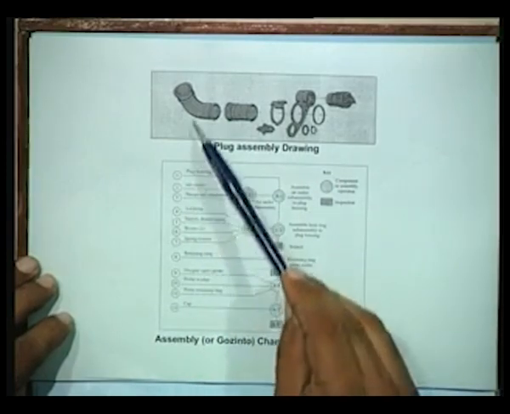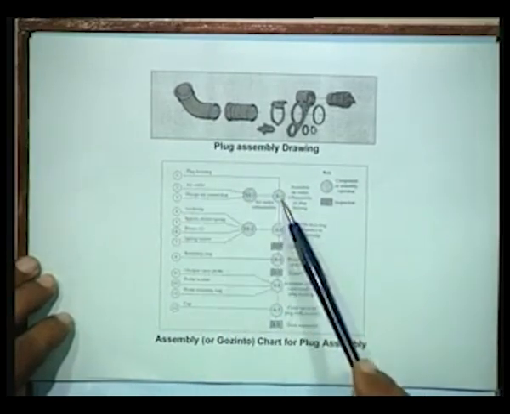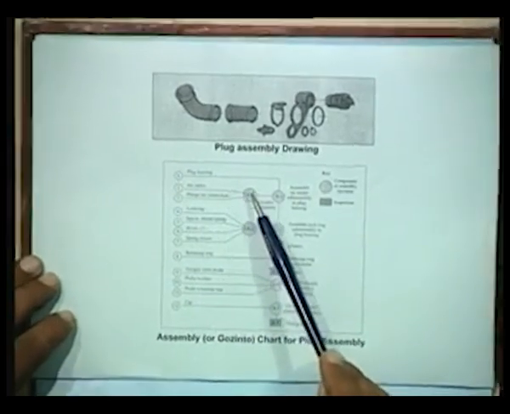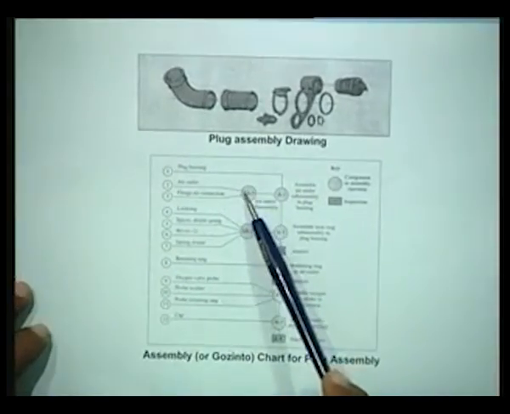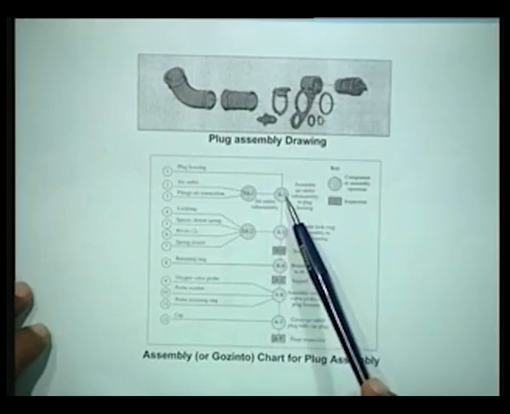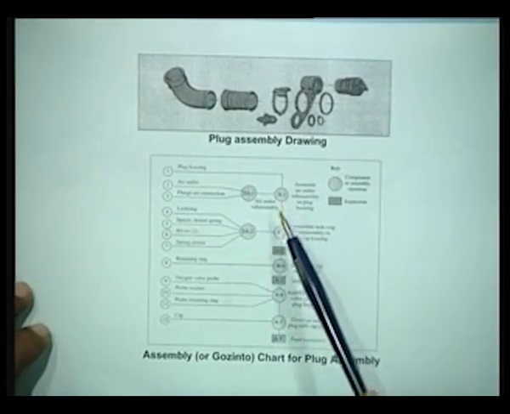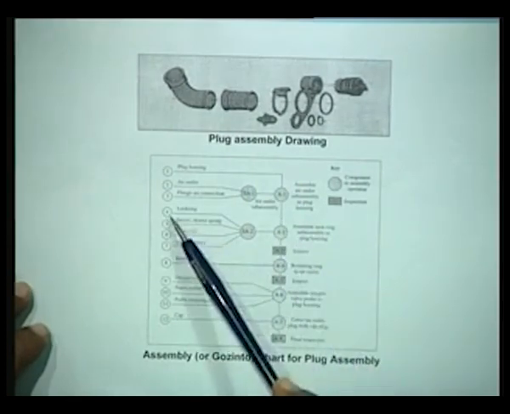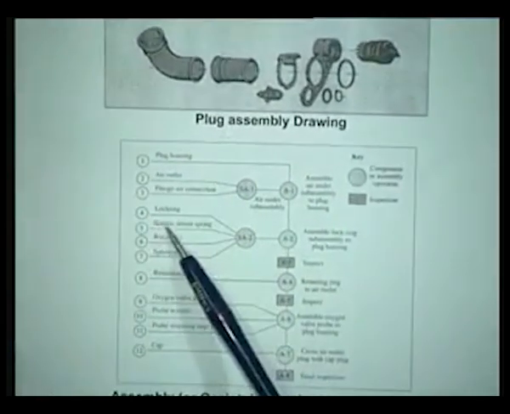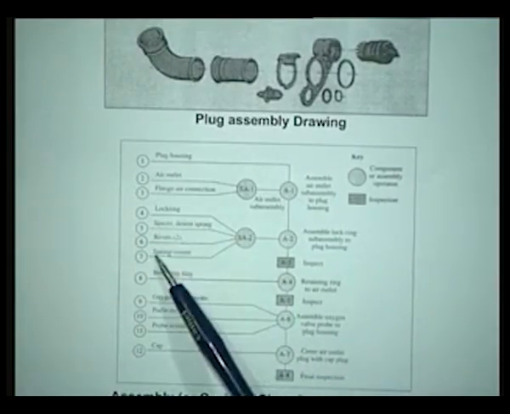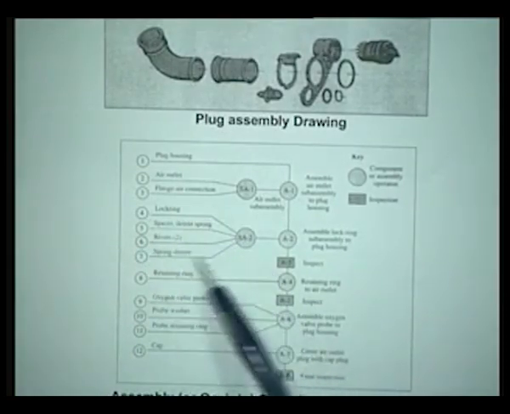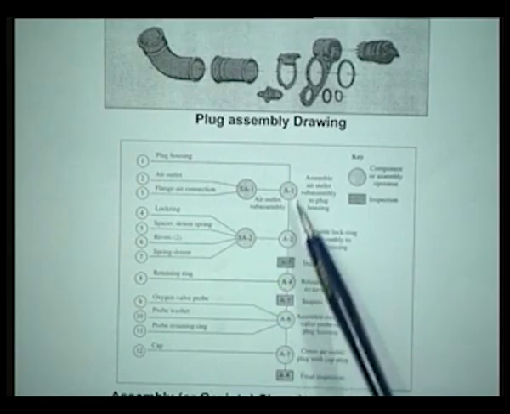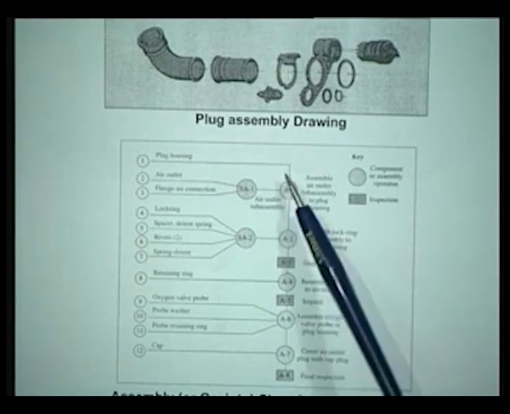For instance, the plug housing is here, and then on the plug housing, the first thing that is done is the air outlet and the flange air connection. It is sub-assembled, and then this sub-assembly goes on to the plug housing, and then on this completed sub-assembly, you put up the lock ring, the spacer, the two rivets, the spring indent, etc. All these are first assembled in the form of a sub-assembly 2, and then this sub-assembly goes to the sub-assembly in this particular situation here, and so on.